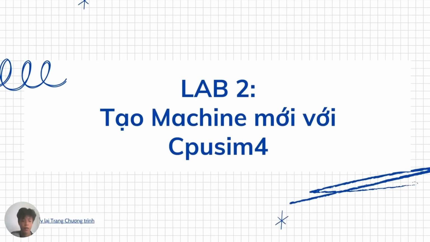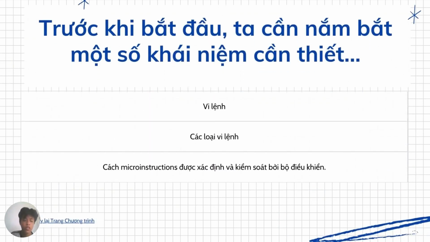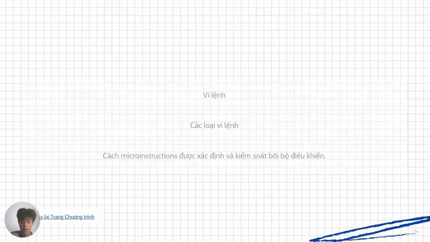Lab 2. Tạo một machine mới với CPU Sim 4. Trước khi bắt đầu thì chúng ta cần nắm bắt một số khái niệm cần thiết như là khái niệm về vi lệnh, các loại vi lệnh và các vi lệnh được xác định và kiểm soát bởi bộ vi điều khiển.